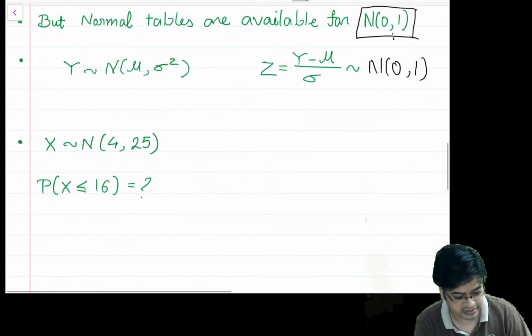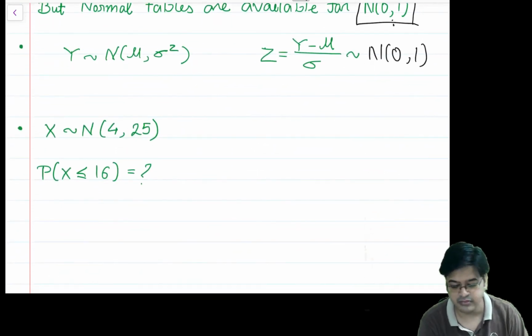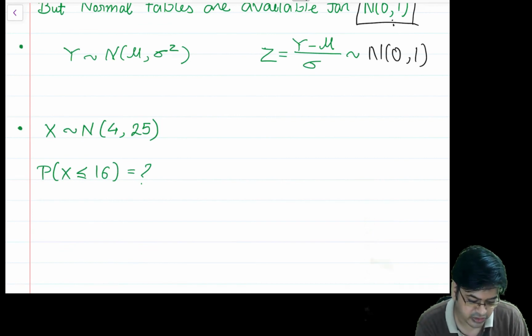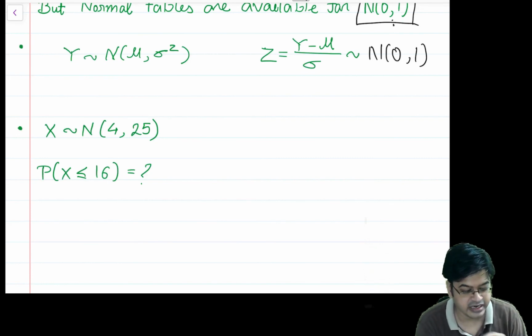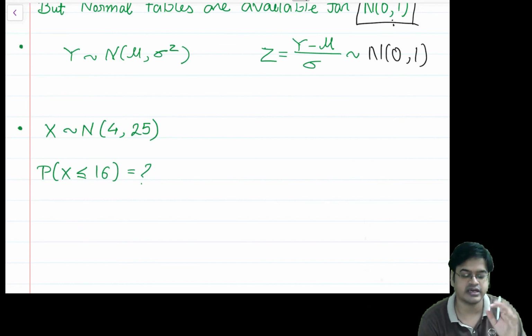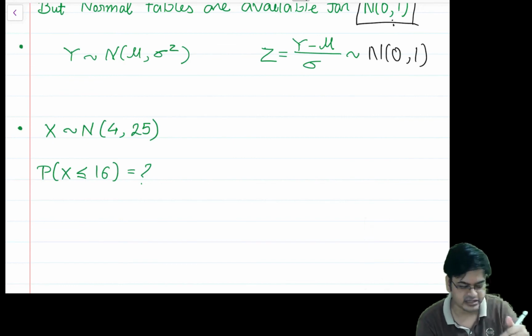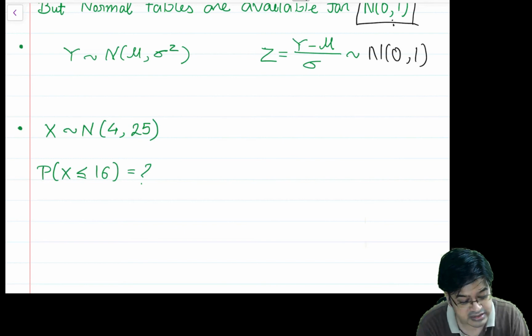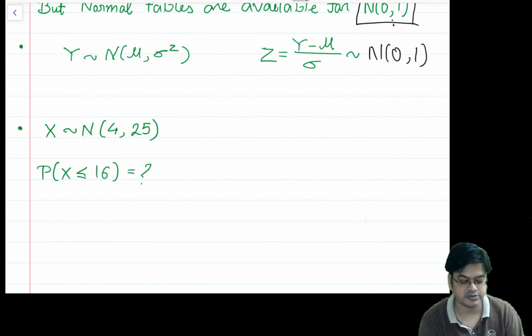So what will the normal table look like? Well, let us first try to understand this problem. X follows normal with mean 4 and variance 25, and I am asked to compute the probability of x less than or equal to 16. You can use the density form, but you will not get a closed form for the integral of that density from minus infinity to 16, 1 over root 2 pi sigma e raised to minus ((x minus mu) by sigma) whole square by 2, dx. So this will not solve this problem.